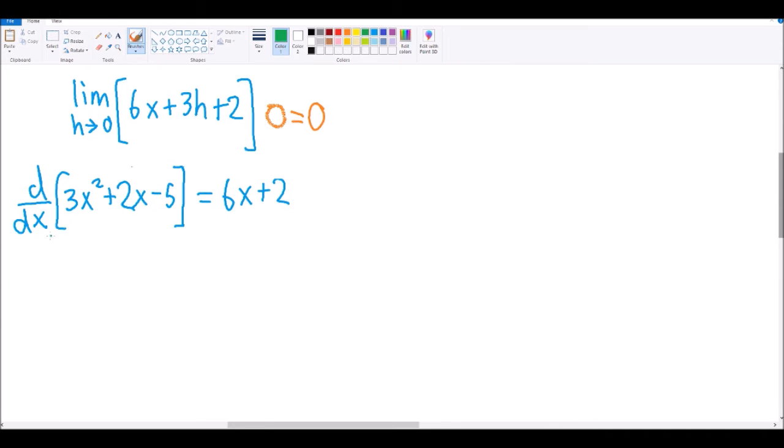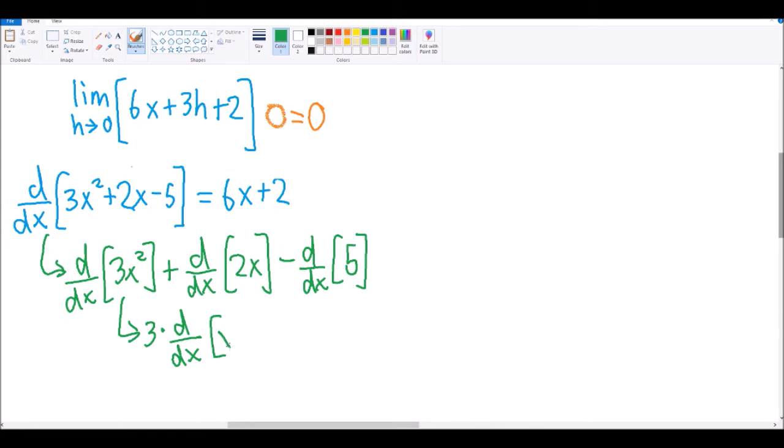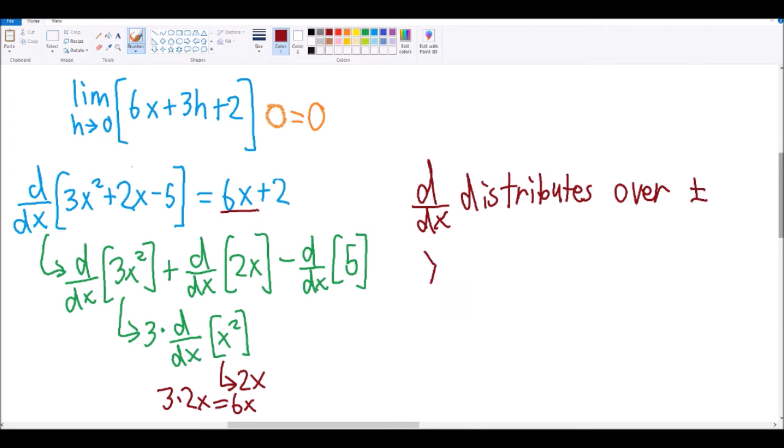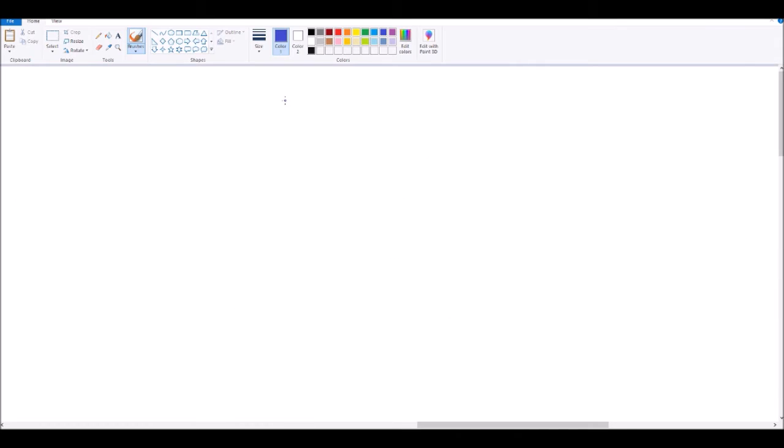First of all, this is like if we took the derivative of each part of the sum and then added the derivative. The derivative of 3x squared is interesting because it's 3 times the derivative of x squared, which is why we get a 6x here. And this is not just true for polynomials. Derivatives distribute over addition and subtraction, and you can factor constants out. Neat! Now that we know this, we can tackle functions like x squared times sine of x.